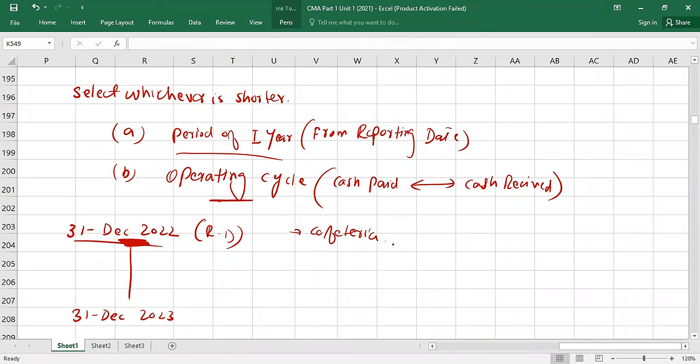So GAAP says what? You have to select whichever is longer. By mistake I said shorter. Whichever is longer. Longer of what? Period of 1 year or what? Operating cycle.